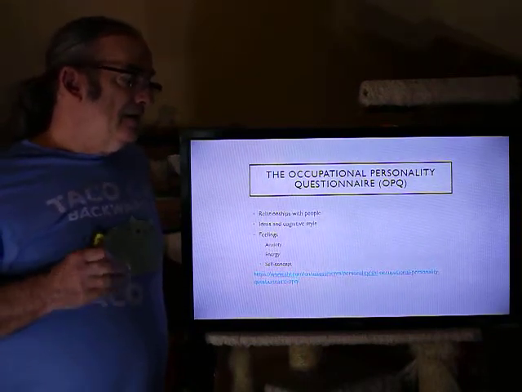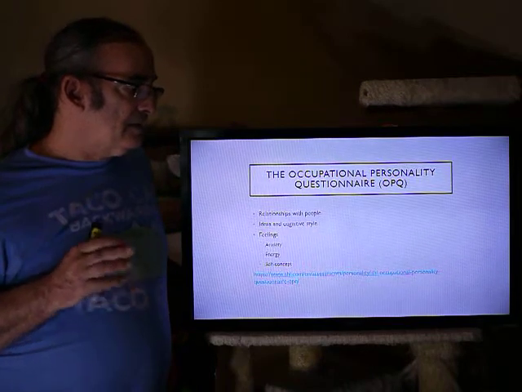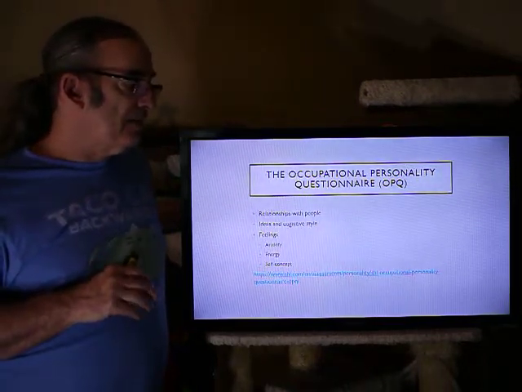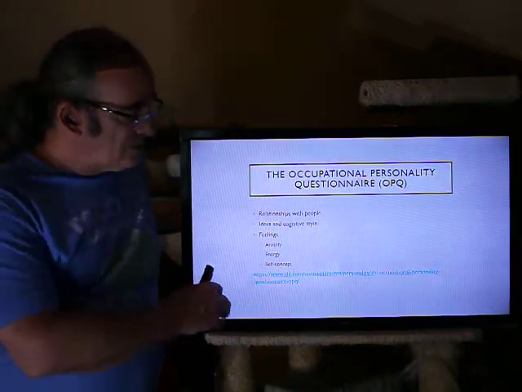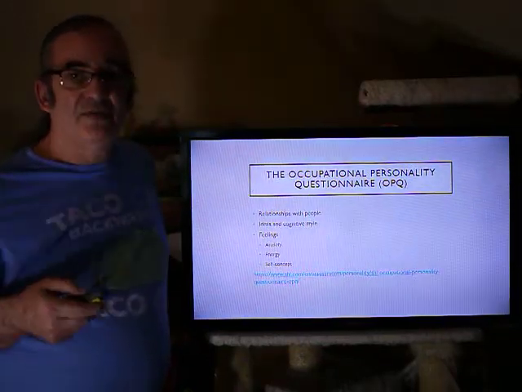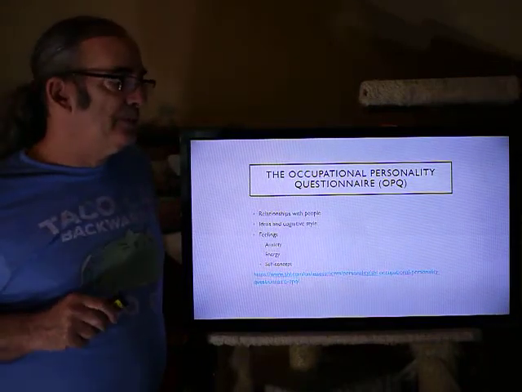Now, let's look at the Occupational Personality Questionnaire. And this will assess relationships with people, ideas and cognitive style, feelings like anxiety, energy, self-concept. And again, there's a link here so you can look at further. So these are just examples of different kind of mostly trait-based measures that might be questionable in their employ.